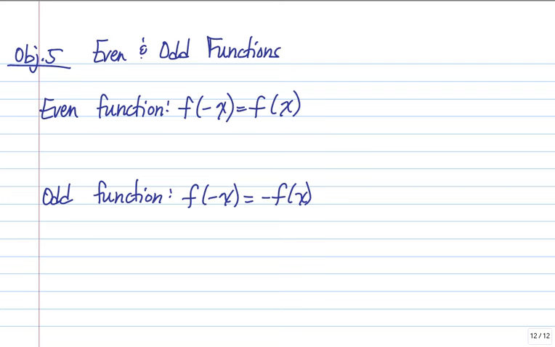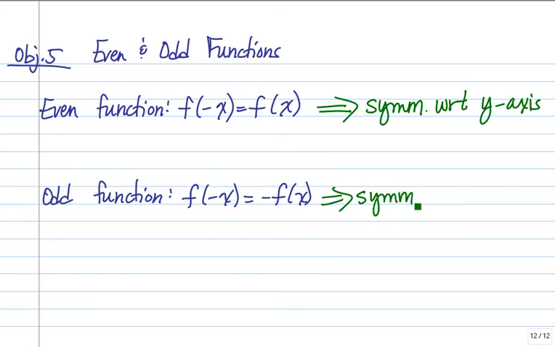Even and odd functions, lucky for you, that's just a new term for something we've just discussed. An even function is a function that's defined when f of negative x is equal to f of x. Well, we just saw that. That means that it is symmetric with respect to the y-axis. An odd function, f of negative x is equal to the opposite of f of x, which is symmetric with respect to the origin. Okay?